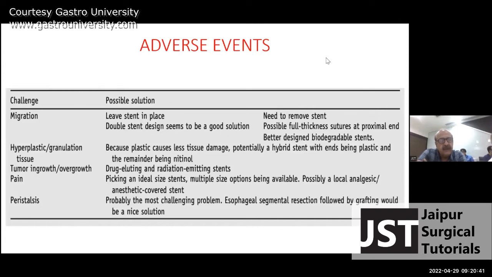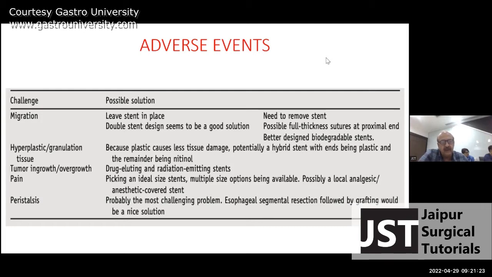So adverse events, these are very common in all types of stenting. Migration, again, that's a common problem with a fully covered stent, and there are double stents as a solution. They are called Bumpy Stents. They are covered inside and uncovered outside, and they have bumps on the outer part, so that will lead to less migration. Hyperplastic granulation tissue, again, if the ends are made of plastic, that may be the solution where the degree of growth of the hyperplastic granulation tissue is less.